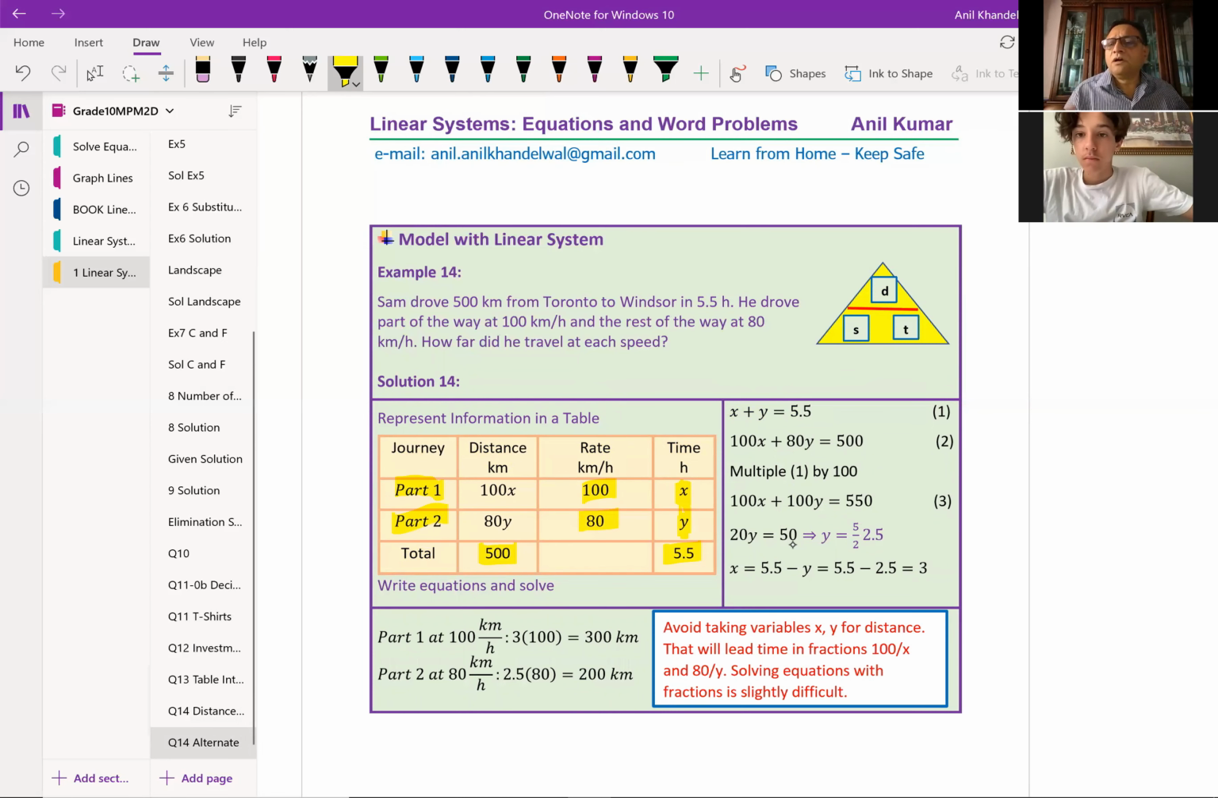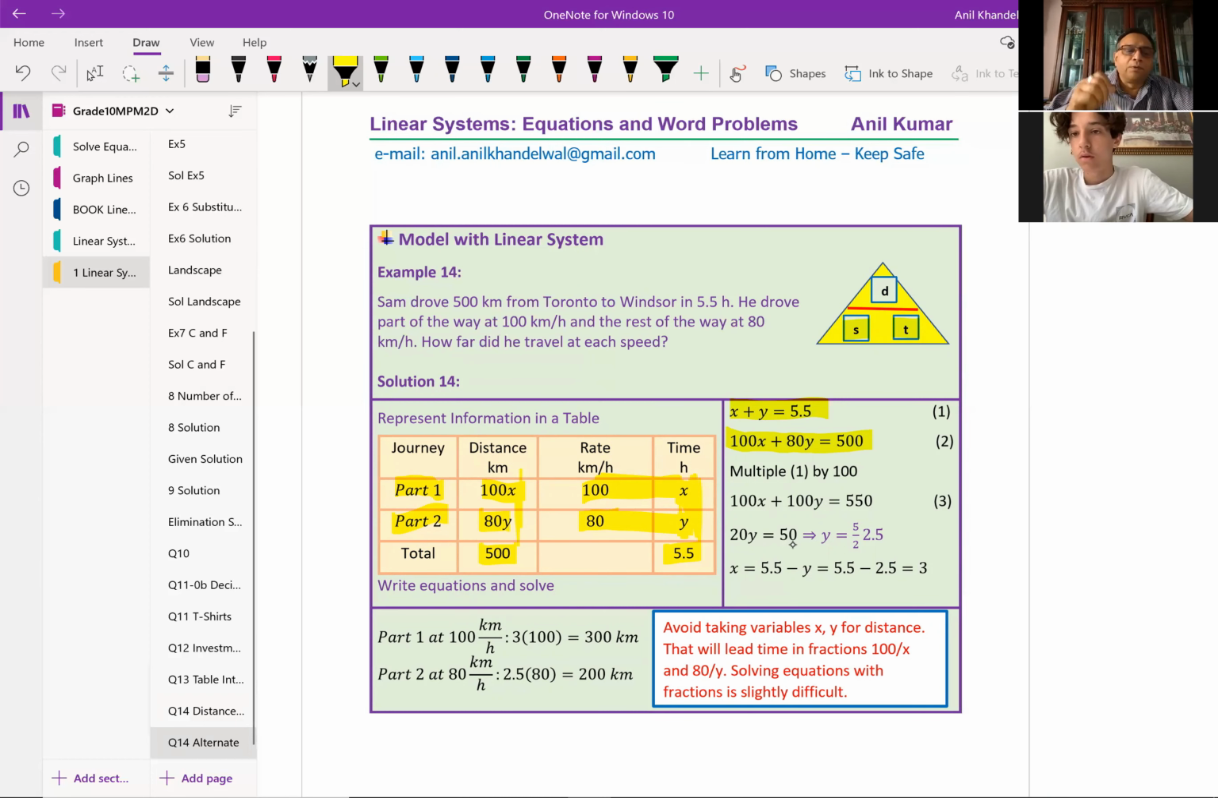Now it is up to us what variables to define. We can define time as a variable. Let's say journey part one is done in x time, and journey part two is done in y time. In that case, distance will be the product of these two. So distance is 100 times x, and the other distance is 80y. We know the total distance is 500. So I get an equation 100x plus 80y is 500, and the first one is x plus y equals 5.5. Does it make sense to you? Yes.